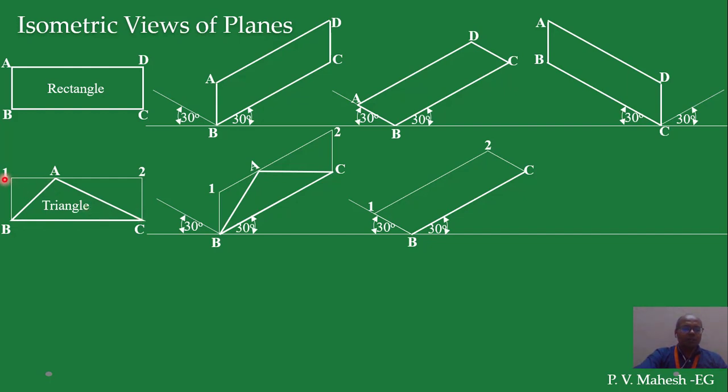Now identify the distance between A and 1 and mark a point here. So this is the point. Now if we join ABC, then this is the isometric view of the triangle. Okay, this is the way you have to draw.